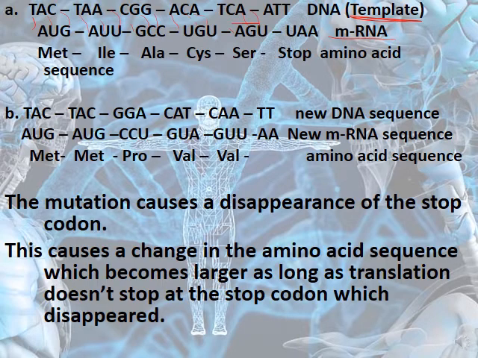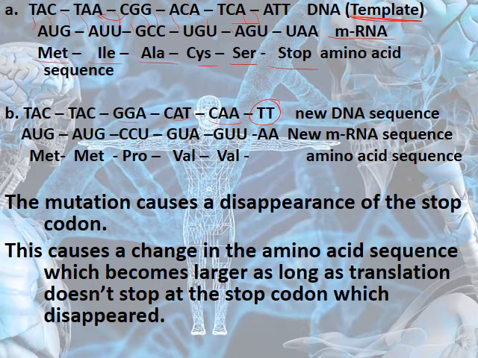The sequence of the amino acids: Met, Ile, Ala, Cys, Ser, and stop. Now the new DNA sequence: we have a mutation. What is this mutation? We deleted the 5th nucleotide. So the sequence will be as follows: TAC, TA, the 5th nucleotide is deleted. So we have a frameshift. So we have TAC, GGA, CAT, CAA, and then we have TT.